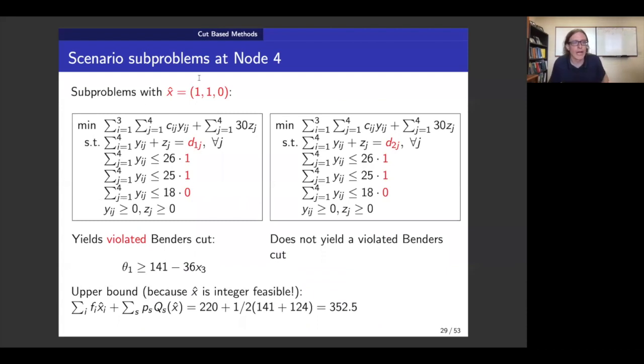Okay, so if I do that, these are those two subproblems that I would solve, where now I've fixed the right-hand sides in the two different scenarios according to my first stage decision being 1, 1, 0. And then different scenarios lead to different right-hand sides for the demands. And so one of them actually does yield a violated Benders cut. The other one did not, but I still have to add that to my formulation to resolve. But also, having solved these subproblems, I now have a true evaluation of the feasible solution, because I know the true cost of this solution under scenario 1 and scenario 2. So I'm looking at an example with just these two scenarios. And so I now have an upper bound of 352.5.